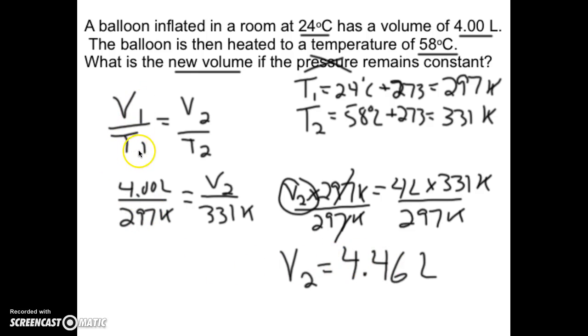Okay? And again, you'll want to think, does this answer make sense? Volume and temperature are directly proportional. So you started off with 4 liters and you started off with 297 Kelvin. The temperature went up, so you would expect the volume to go up a little bit too, and the volume does go up to 4.46. So this is an answer that makes sense.